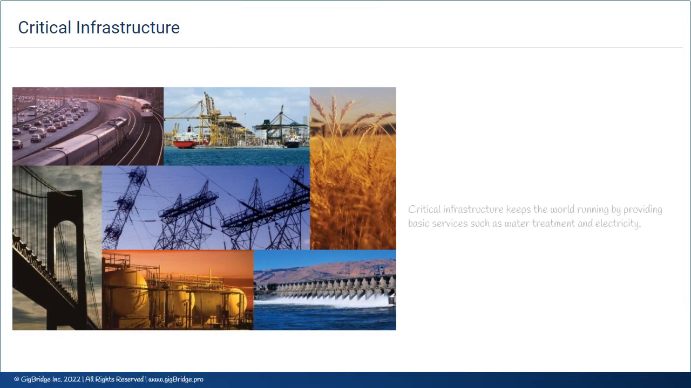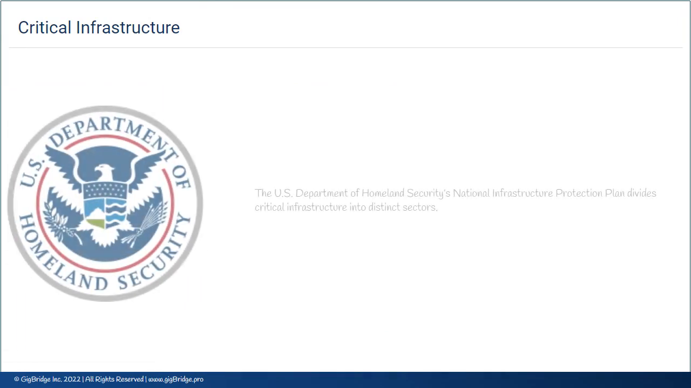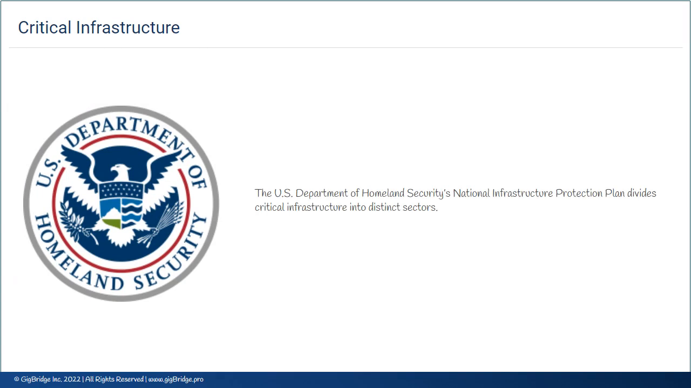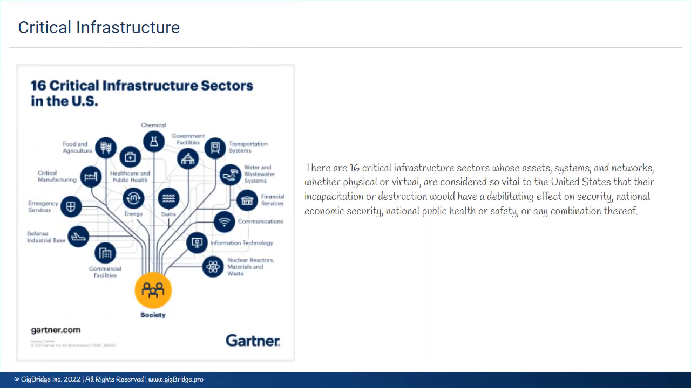Critical infrastructure keeps the world running by providing basic services such as water treatment and electricity. The U.S. Department of Homeland Security's National Infrastructure Protection Plan divides critical infrastructure into distinct sectors. There are 16 critical infrastructure sectors whose assets, systems, and networks, whether physical or virtual, are considered so vital to the United States that their incapacitation or destruction would have a debilitating effect on security, national economic security, national public health or safety, or any combination thereof. Let us now look at the different critical infrastructure sectors.